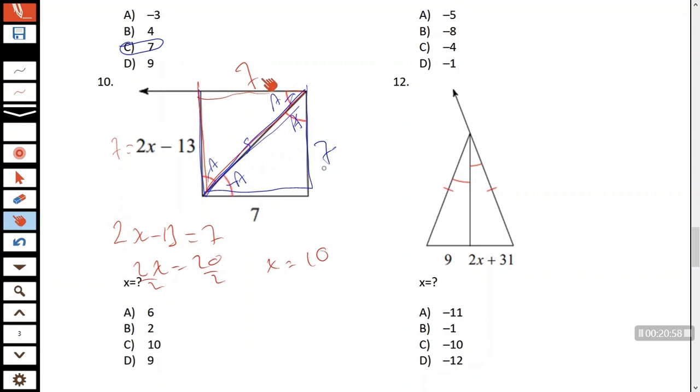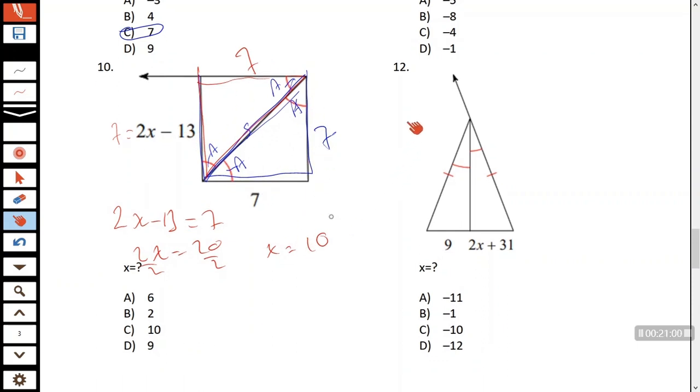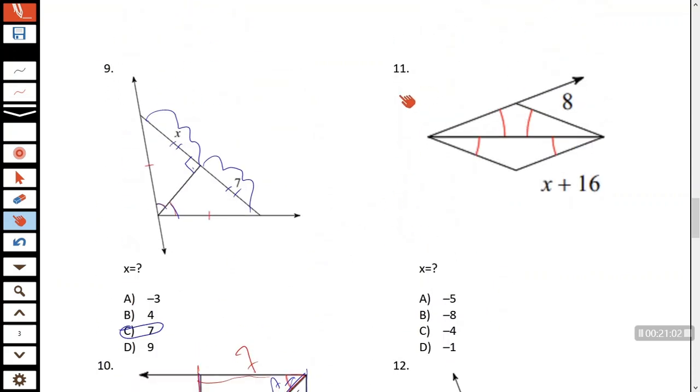Here you need to think about angle side angle congruency. So these two triangles are congruent. So 7, 7, 7, and this side must be 7.